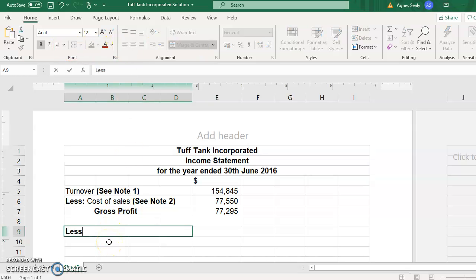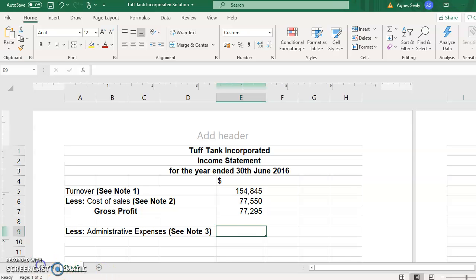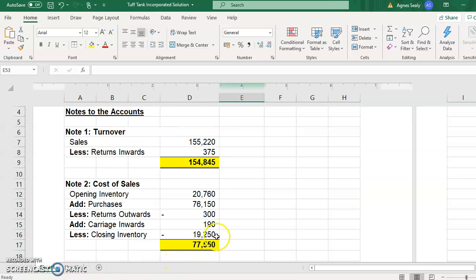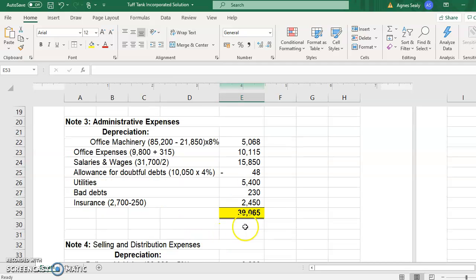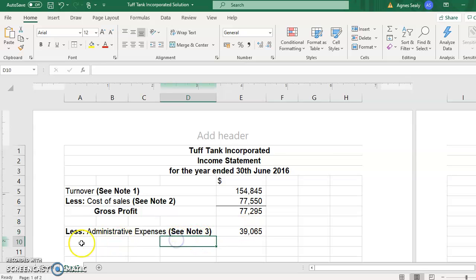So we're going to say less administrative expenses, and we're going to say C note 3. So our admin expenses, let's look at note 3. Note 3, our admin expenses total $39,065. So let's enter that, $39,065.